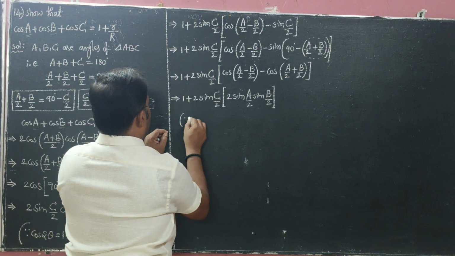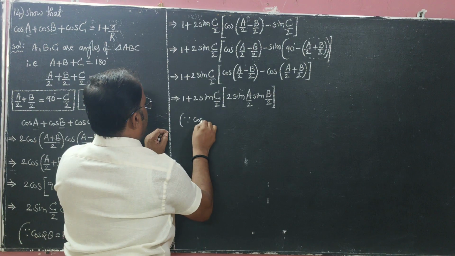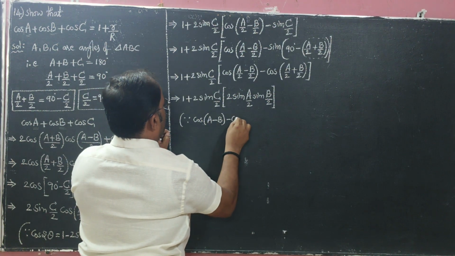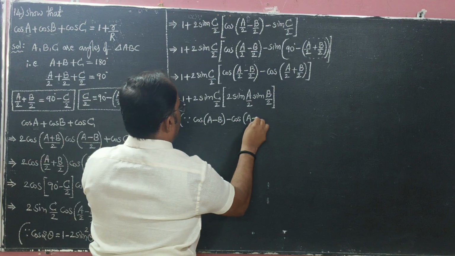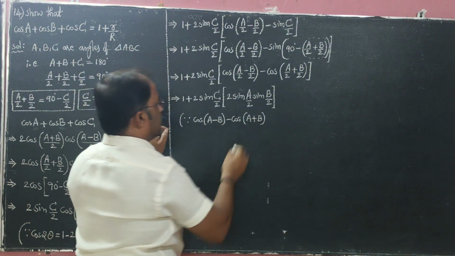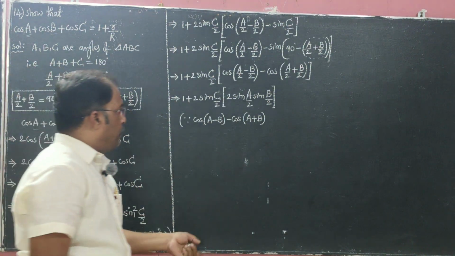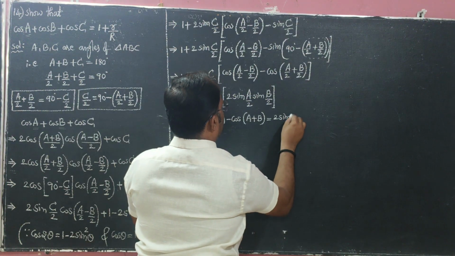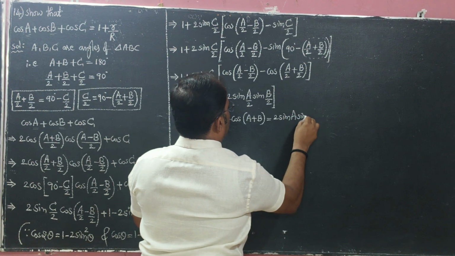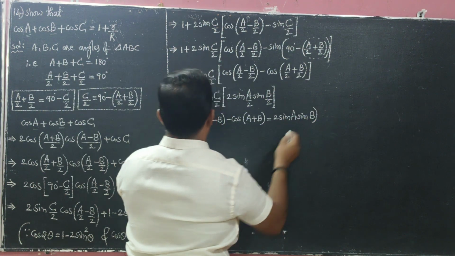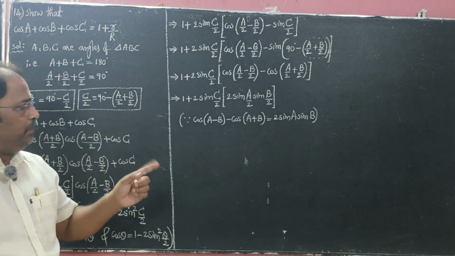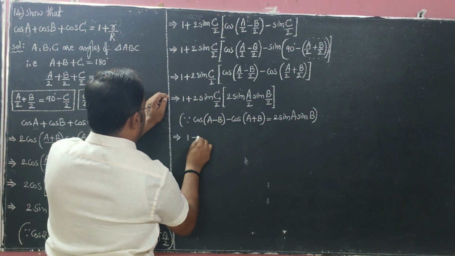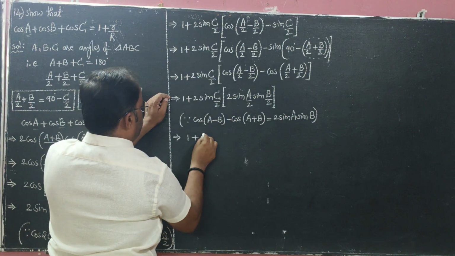See, here I am writing the formula cos of a minus b, the standard formula in terms of a and b, but in the problem we have a by 2 and b by 2. So the formula cos of a minus b minus cos of a plus b is 2 sin a sin b. In this formula substitute the a value as a by 2 and the b value as b by 2. Clear? Right. Now that implies 1 plus 2 into 2, 4.